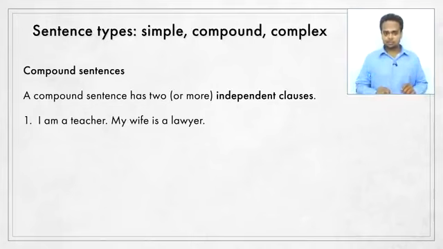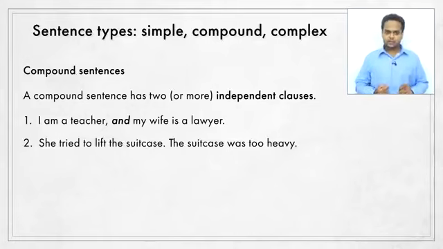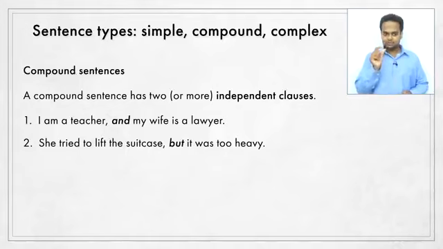Instead, we can combine them like this. I am a teacher and my wife is a lawyer. This sounds much better, and now we have one compound sentence with the two independent clauses connected by the conjunction and. Here's another example. She tried to lift the suitcase. The suitcase was too heavy. We can combine these clauses using but. She tried to lift the suitcase, but it was too heavy. Notice that we have the word it in the second part. Now, it is a pronoun that just refers to the suitcase. It makes the sentence sound better by avoiding repetition.